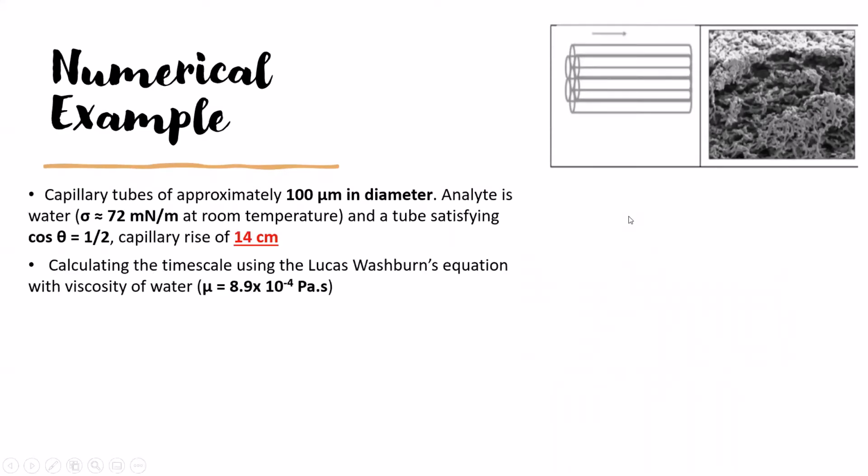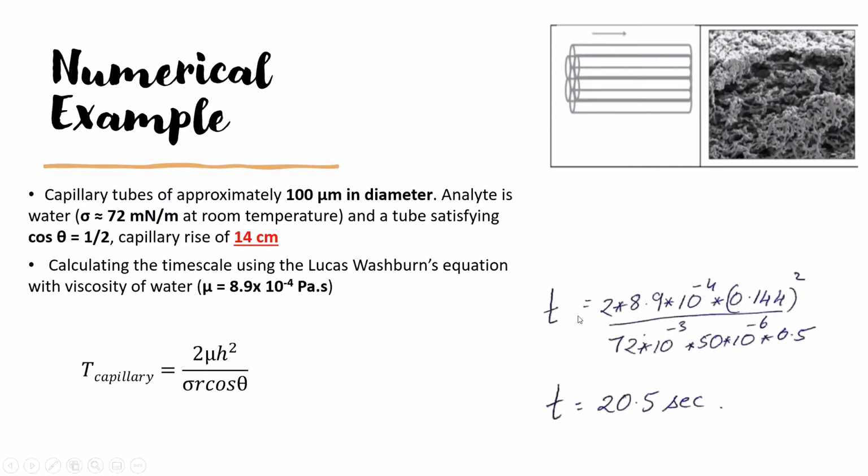Similarly, if you try to use Washburn's equation to estimate the time for the capillary rise, you can use this expression, and when we substitute the numbers in for the viscosity, the capillary height from the previous equation, the surface tension of water, the radius, and the contact angle, we get the time to be about 20 seconds, which is a tremendously fast response time for a home use kit.